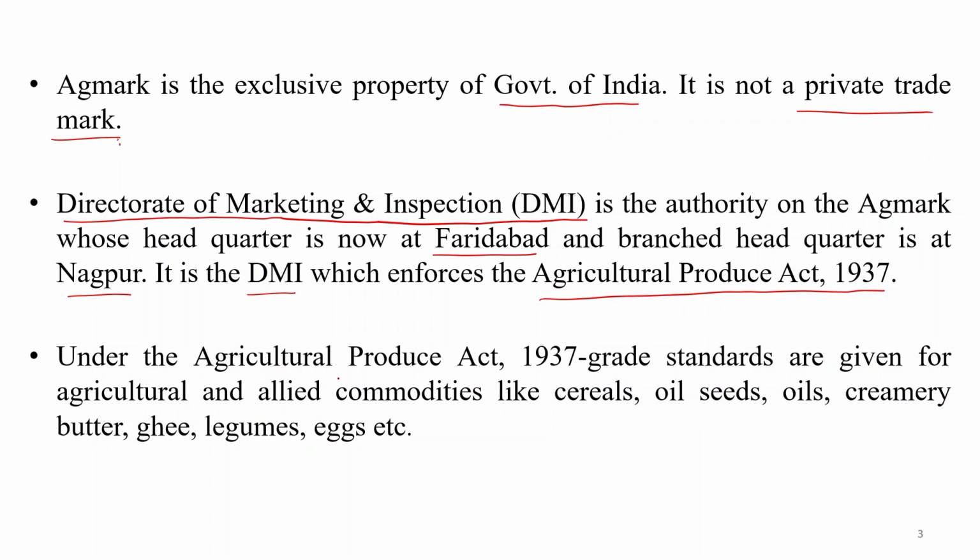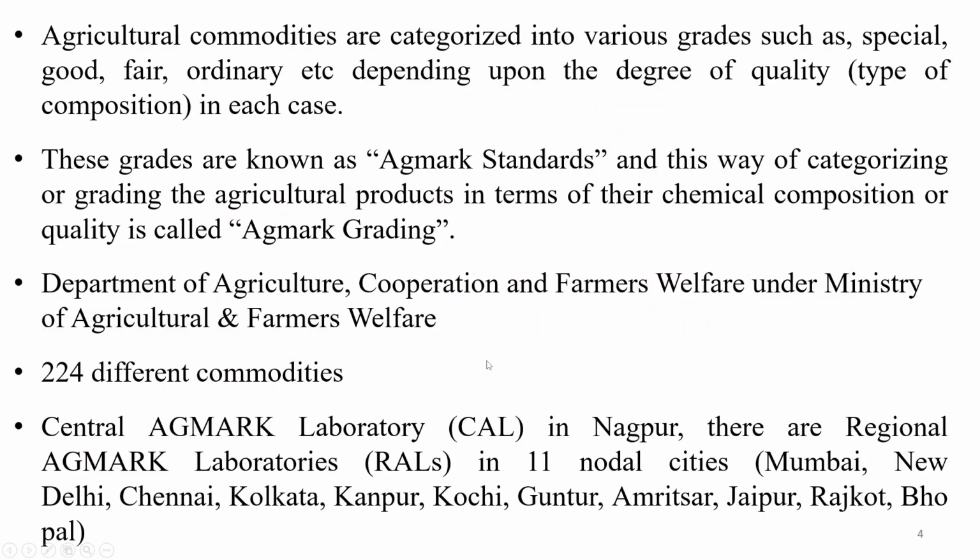Now under the Agricultural Produce Act 1937, grade standards are given for agriculture and allied commodities. At present 224 commodities are covered by AGMARK, and the major commodities include cereals, oilseeds, oils, creamery butter, ghee, legumes, eggs. So these are the commodities covered by AGMARK, and to date 224 commodities are covered.